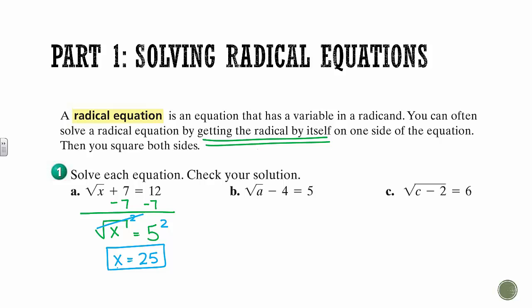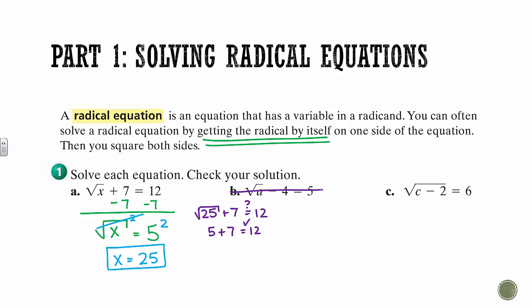And an enormous part of this section is that you have to check your answer. It is not optional, and we'll see why when we get to a couple of the harder problems. So plug this back in. If I take the square root of 25 and add 7, it should end up equaling 12. Square root of 25 is 5, plus 7 definitely gives me 12, so I know that's the right answer.